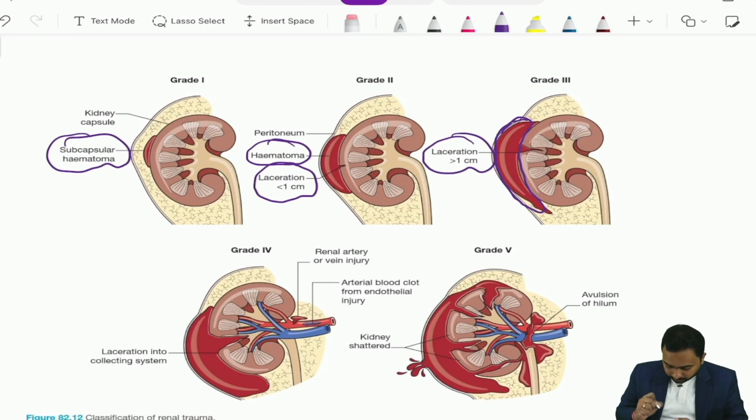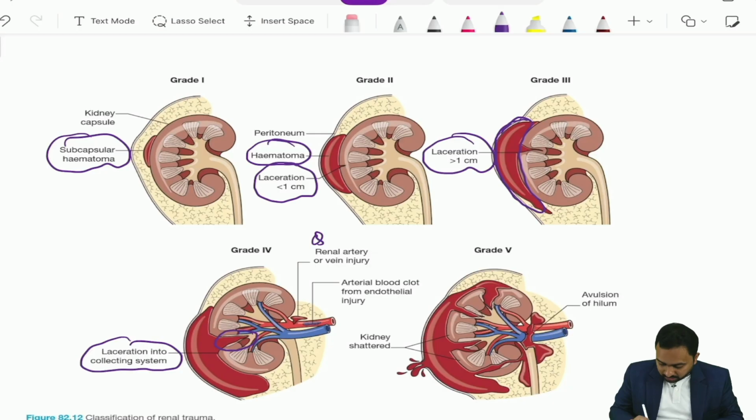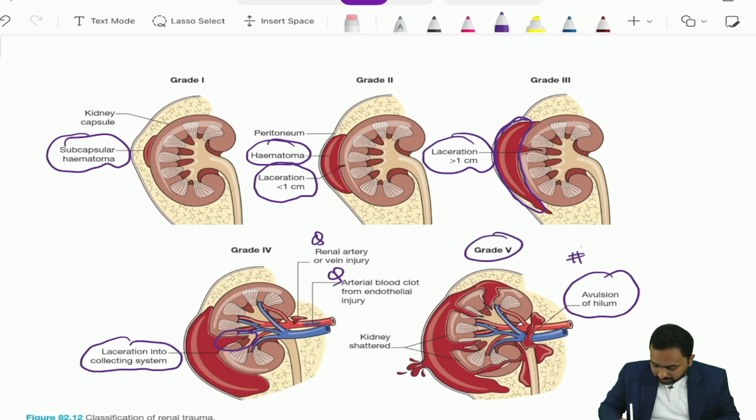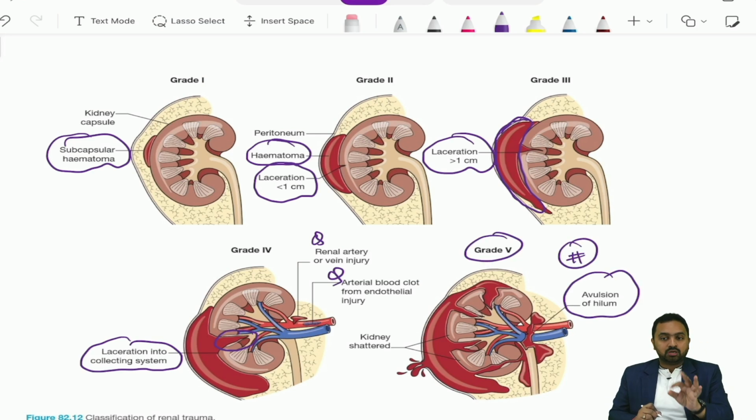Then we have grade 4. Now what are the key striking features? You have a laceration extending into the calyceal system. There may be a renal artery or vein injury. Arterial blood clot may be present from an endothelial injury, right? And then grade 5, which is avulsion of the hilum. So these are a few important points which will help you differentiate the various grades of kidney trauma, and the detailed grading has been explained in the abdominal trauma section under traumas.